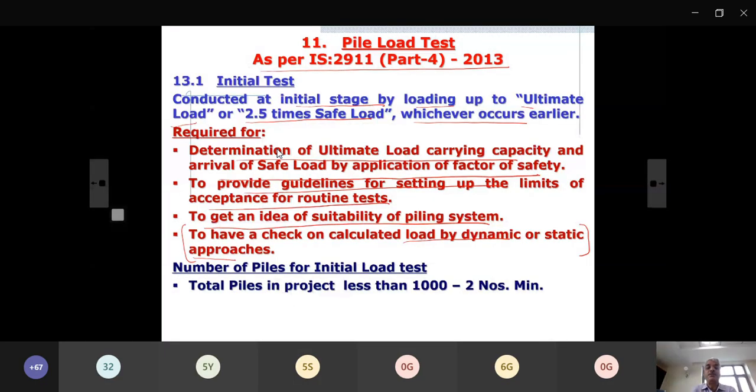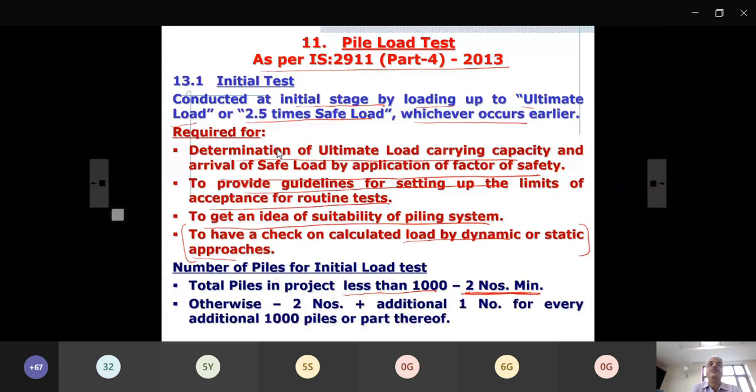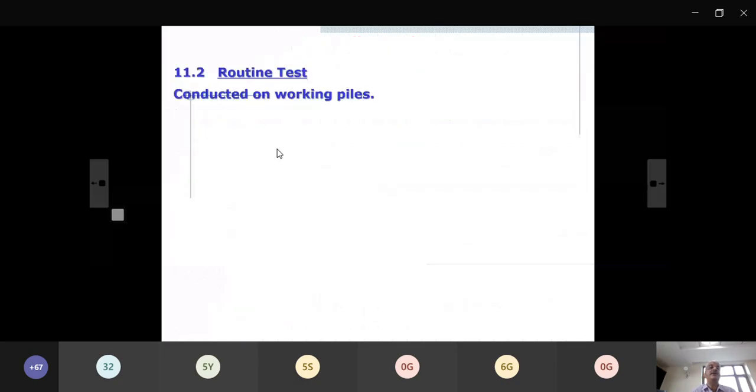It says in your project, if the total number of piles is less than 1000, then you must do it on 2 piles. Minimum 2 piles, you must do pile load test, each pile individually. And if the number of piles in the project is more than 1000, then 2 numbers of course, plus an additional 1 number for every extra 1000 or part thereof. So first 1000 two, then for every next 1000, 1 test. That is the number of piles on which you have to do the initial pile load test.